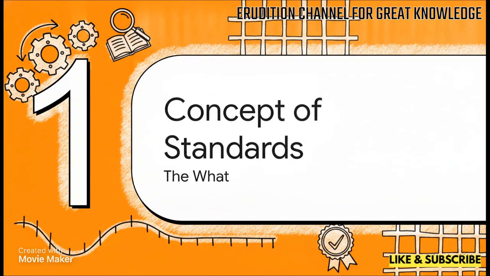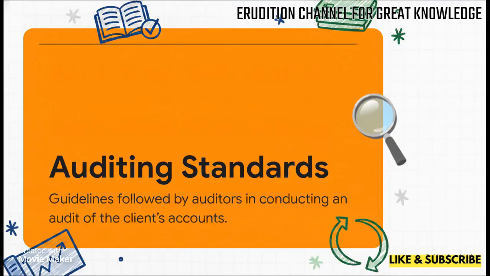The what? Starting at the macro level, you might want to screenshot this definition because this isolated phrase is exactly what you need to memorize to kick off a really strong, high-scoring exam answer. If the examiner asks what auditing standards are, this right here is your gold standard opening sentence. Auditing standards are a set of well-defined guidelines which are followed by auditors in conducting an audit of the client's accounts. It's concise, it's totally accurate, and it gets straight to the point.